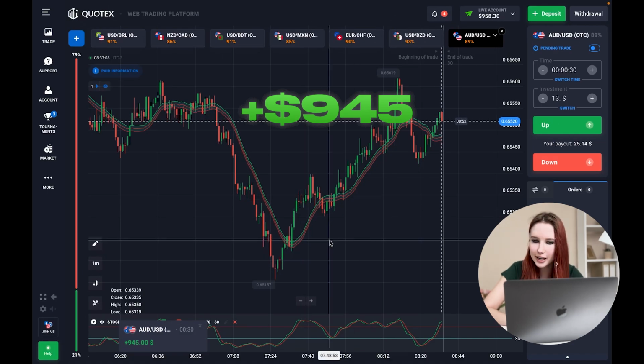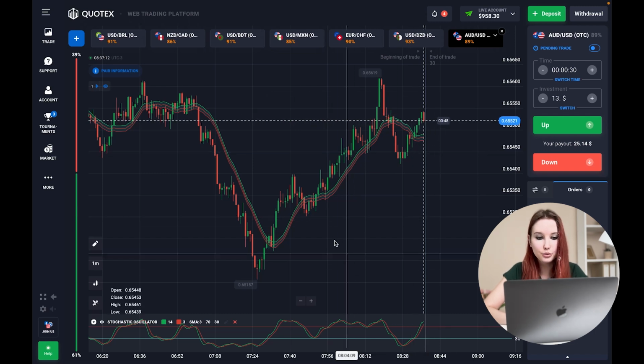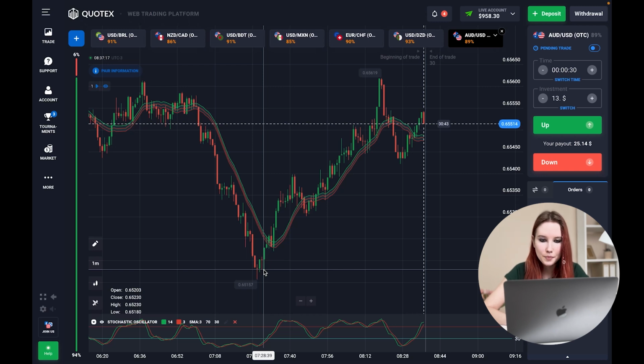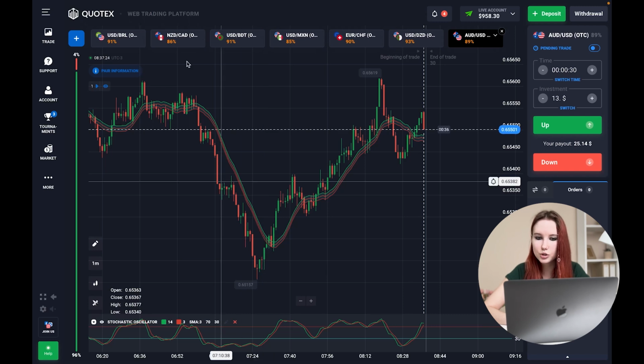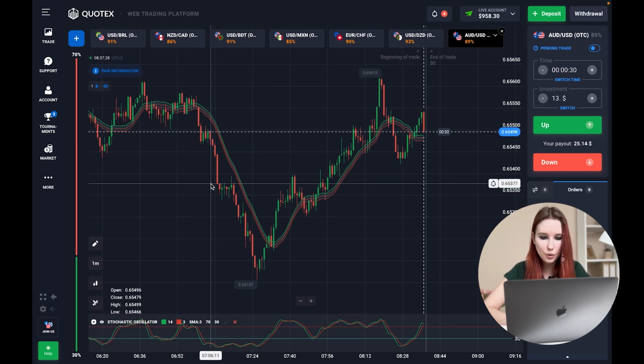Yes, great entry point, great decision. It was actually a really good decision to open a trade up on this uptrend. And after all, guys, remember that the trend is like your best friend, so open trades in the direction in which the trend is going, and you'll be in the plus in any case. So almost $1,000 on my balance.